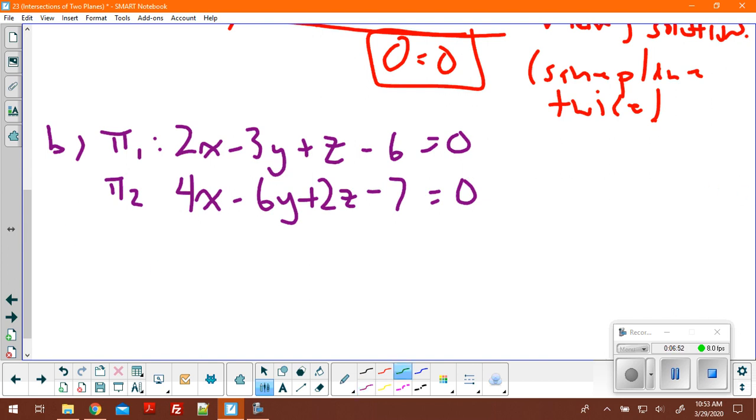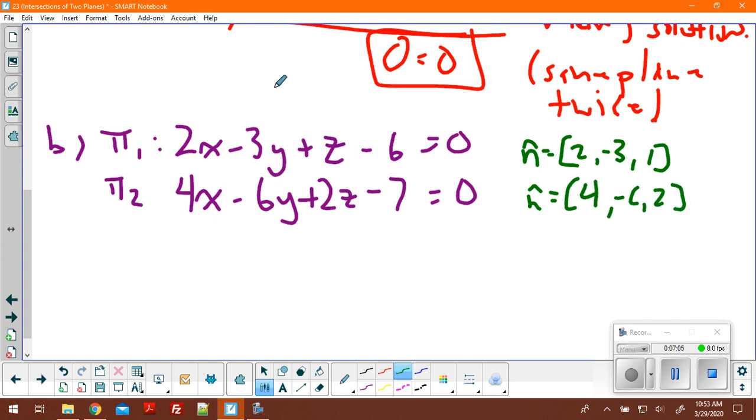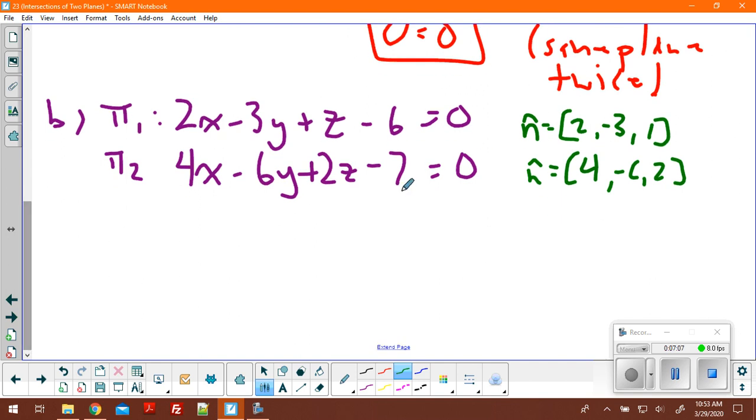Okay, these planes have the same normals as before, right? My first plane's normal is 2, negative 3, and 1. And my second plane's normal is 4, negative 6, and 2. Now when I look at these coordinates, those are not scalar multiples of each other. But again, we'll go through the algebra just to show how it works.